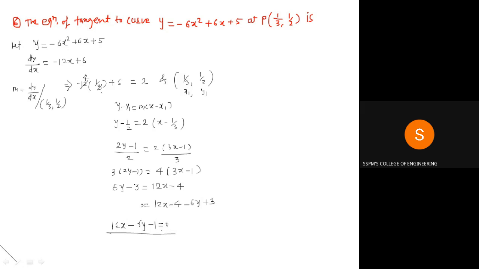So this is the equation of the tangent having slope m is 2 and passing through the point 1 by 3, 1 by 2. From the first derivative you will get the slope of the tangent at the point 1 by 3, 1 by 2. And if you know the slope and the point, we can get the equation of the line. And that equation of the line is 12x minus 6y minus 1, so this is the correct option.